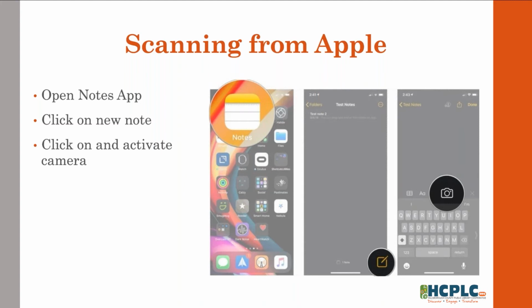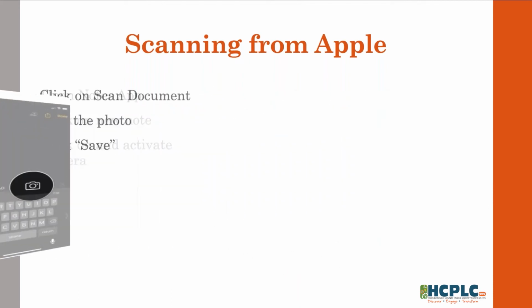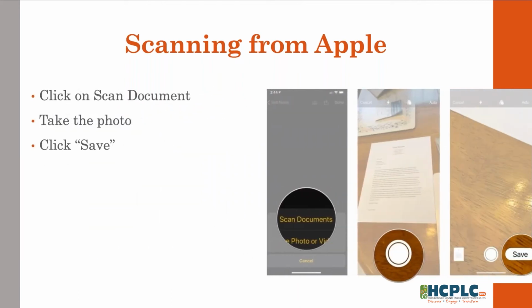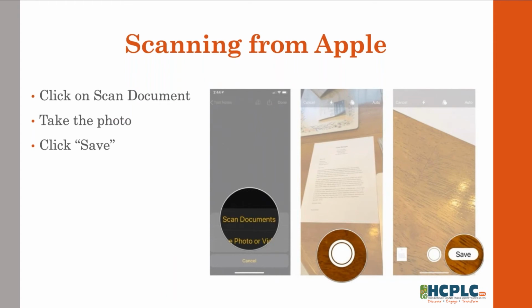So you're going to start a brand new note. And then you're going to click on the camera to activate the camera. And then from there, you're going to click on Scan Documents. And then you're going to take the photo, and then you're going to click Save. So pretty easy. That's how you actually scan it.